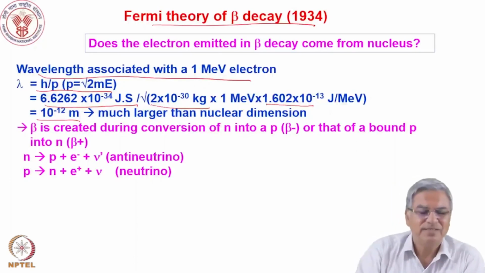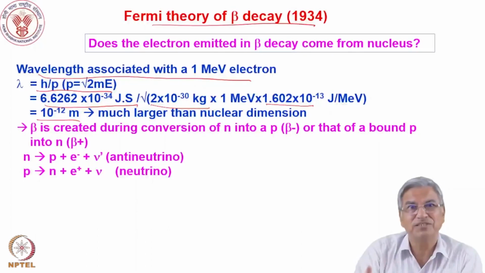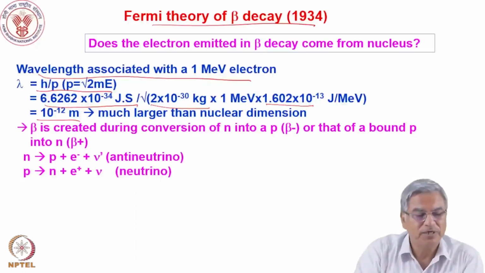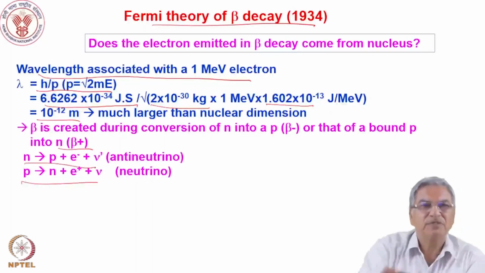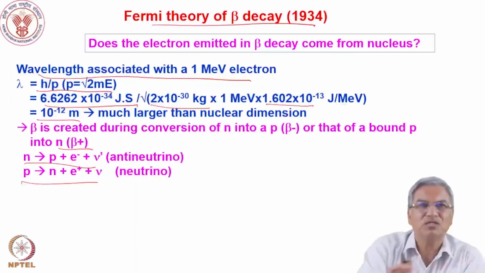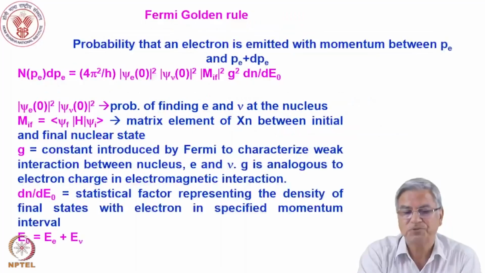So essentially, the beta particle is created during the conversion of a neutron into a proton, or a beta plus is created in a bound proton, because the proton mass is less than that of the neutron. So a free proton cannot decay into a neutron. But a bound proton in the nucleus can be converted into a neutron by emission of a beta plus. So these expressions give you how the conversion between neutron and proton happens in the beta decay. So these particles, electron and positron, are created when one nucleon is converted into another in this process.